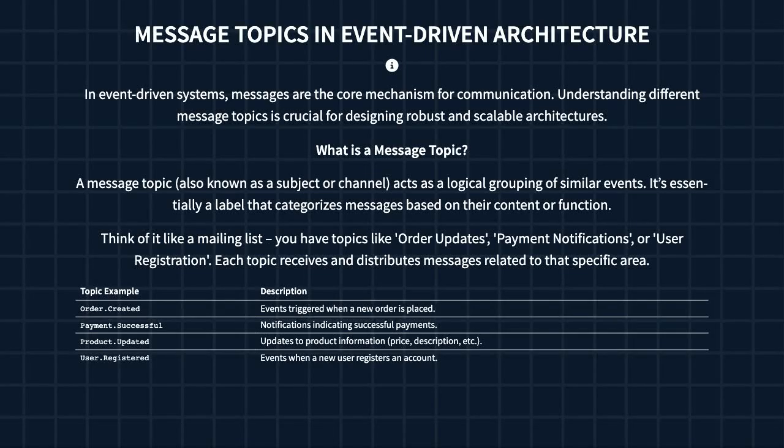Okay, let's talk about message topics. In event-driven systems, messages are how different parts of the application communicate with each other. A message topic is like a category or label for those messages. It helps us group related events together. Think of it like organizing emails into folders. You'd have folders like work, personal, and receipts. Each topic will contain events that belong to that area, such as order updates, payment confirmations, or new user registrations. We use these topics so we can send the right messages to the right services.